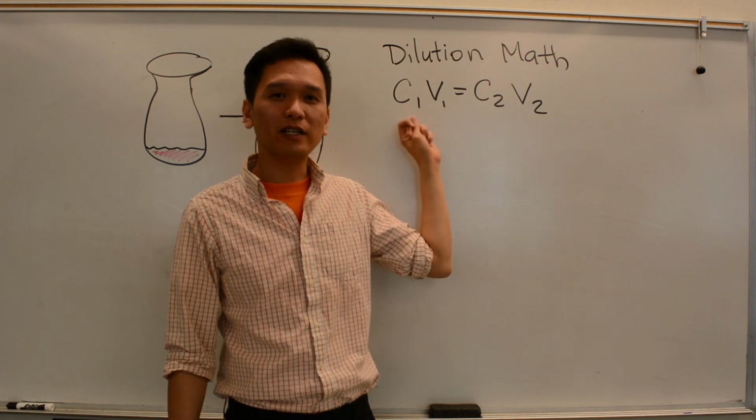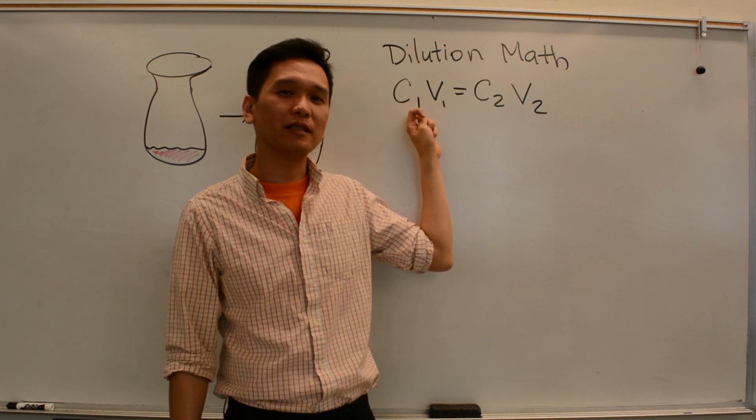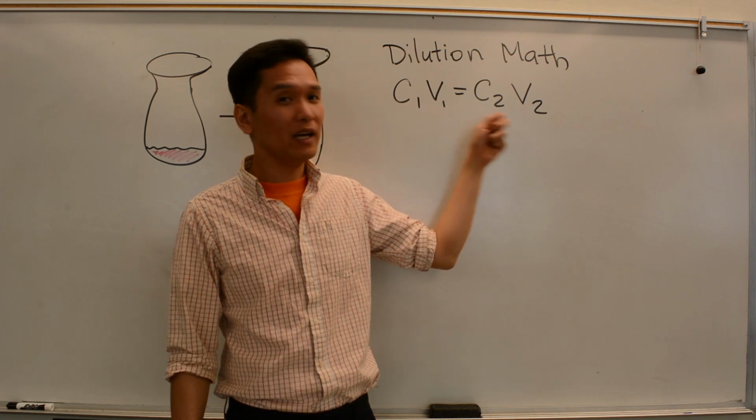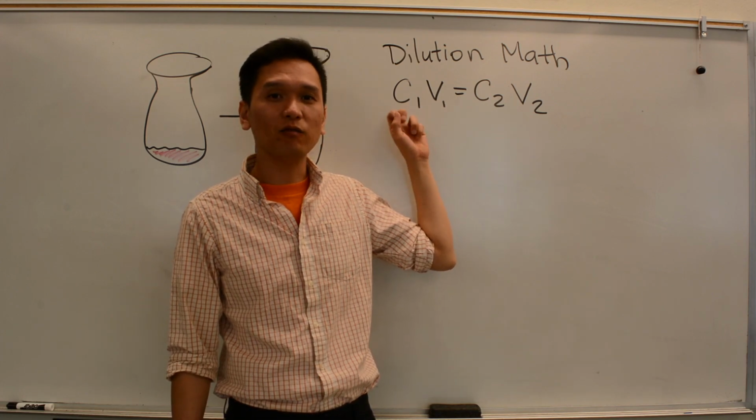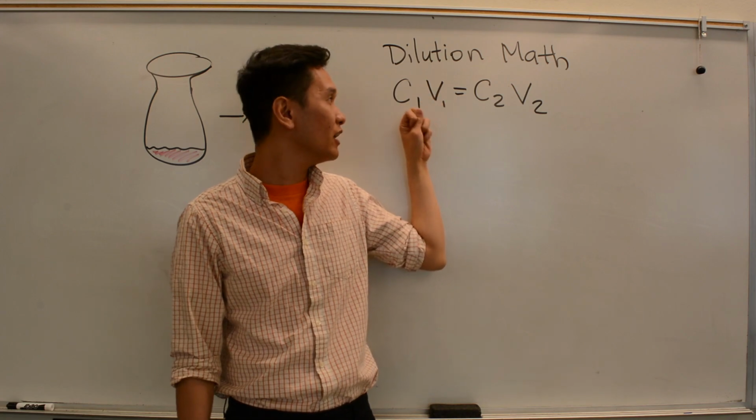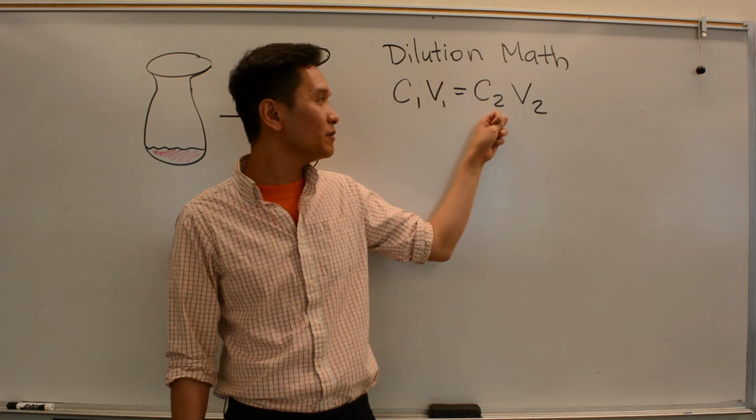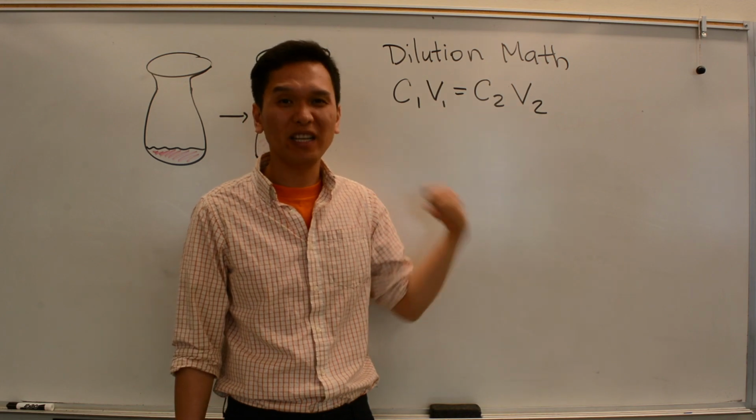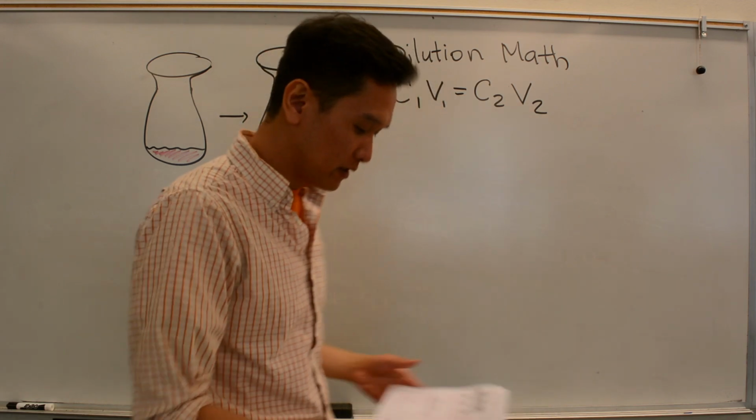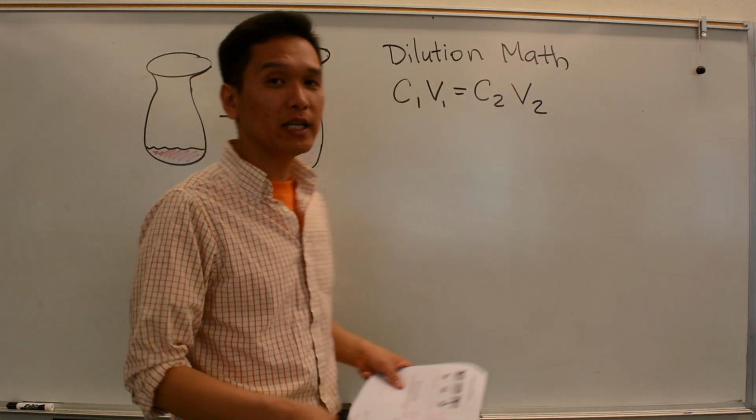We've seen this kind of relationship before. How would you describe it? It would be an inverse relationship, right? If one goes up, the other one goes down. If concentration changes as an increase, then the volume would be a decrease, and vice versa. So let's do an example.